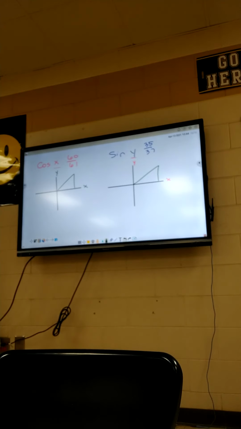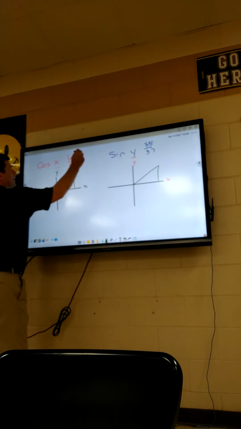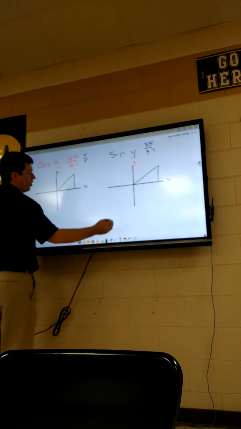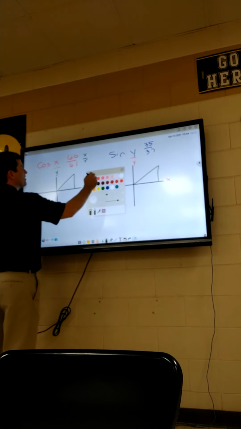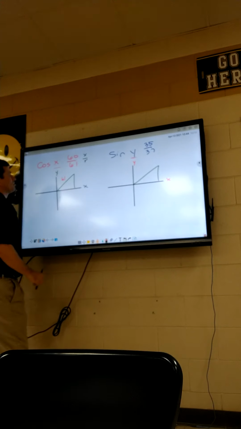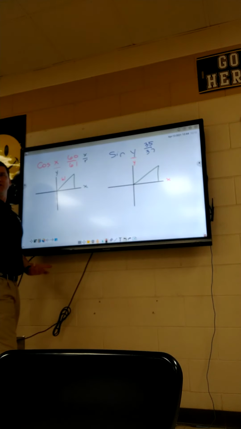All right, so does anybody remember the formula for cosine? It's on the front of your unit circle sheet. What's the formula for cosine? All right, so x over r, right? Now, r is my radius, so I know 61 goes there. Where does 60 go if it goes on the x?